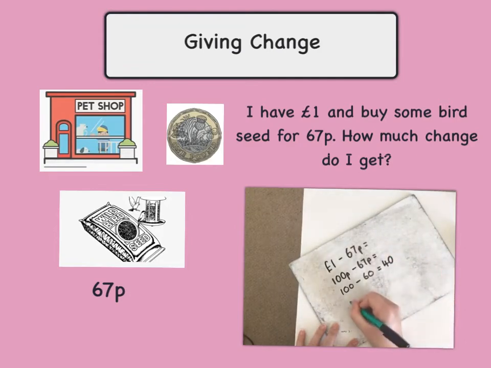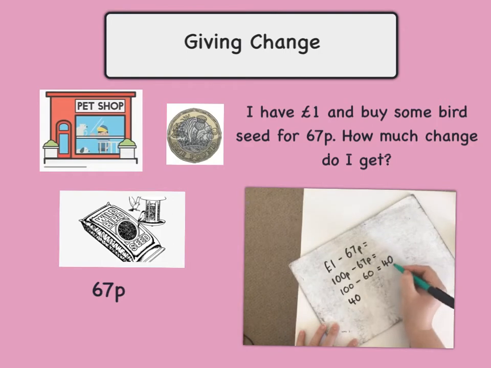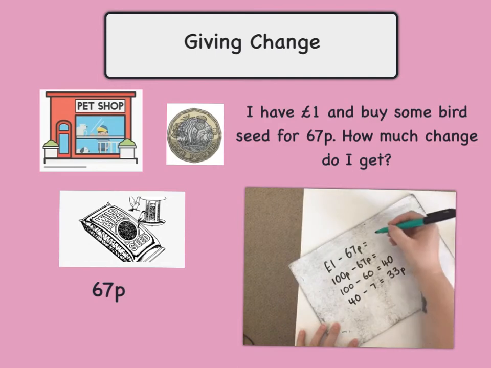So now I'm going to do 40, so I'm going to use what's left, take away 7. So I've made it easier for myself. Again, I could count back and that leaves me with 33. So I know that my answer is going to be 33p.